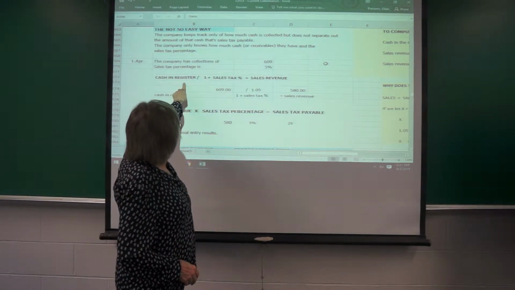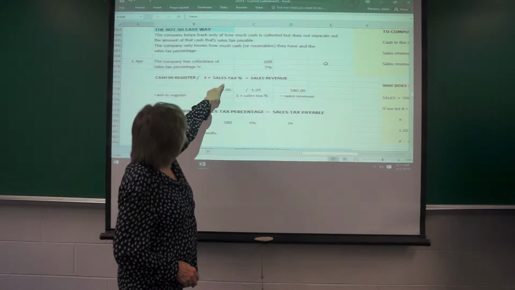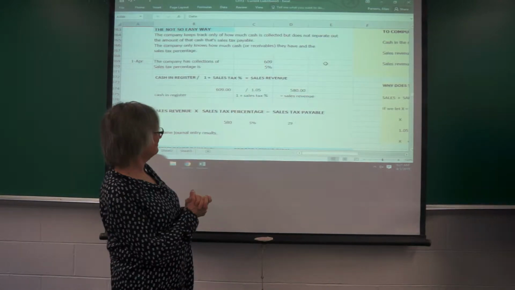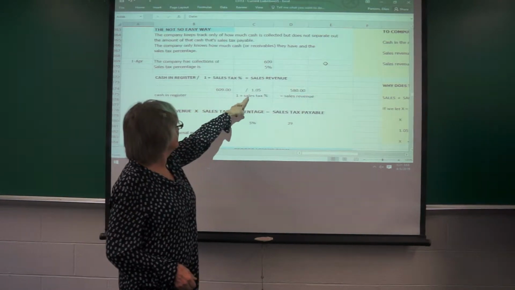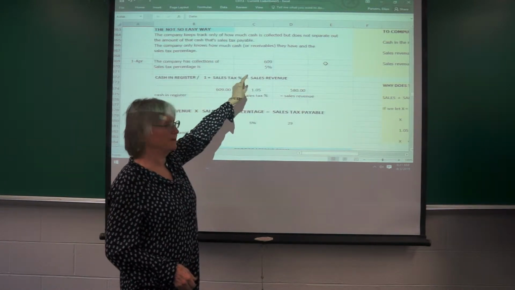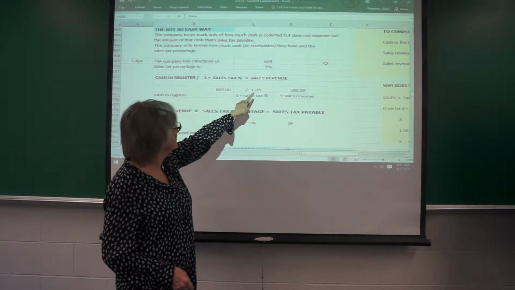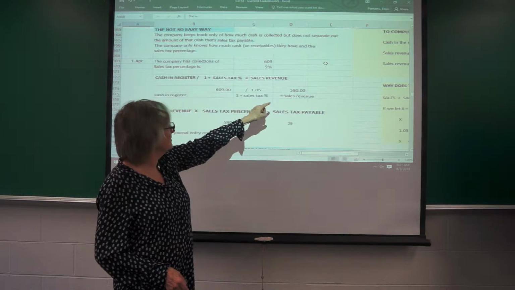Okay, so if you can remember how to do this, it's really cool. You just take the cash in the register, you divide it by 1 plus the sales tax percent, and that gives you sales revenue. Okay, so 609 divided by 1.05, 1 plus the sales tax percent of 0.05, and that gives you sales revenue of 580.